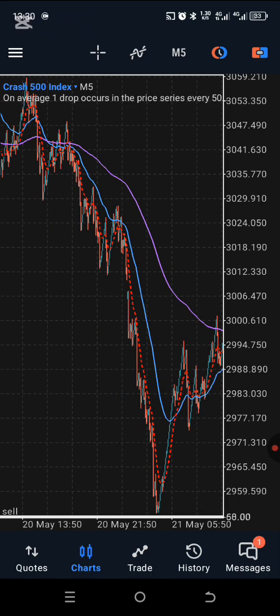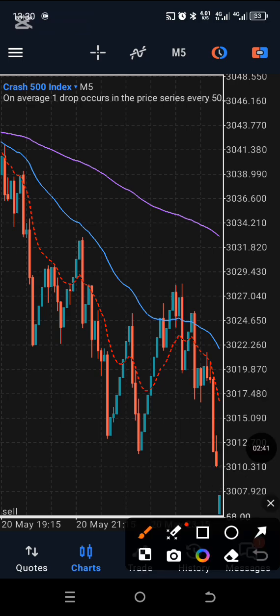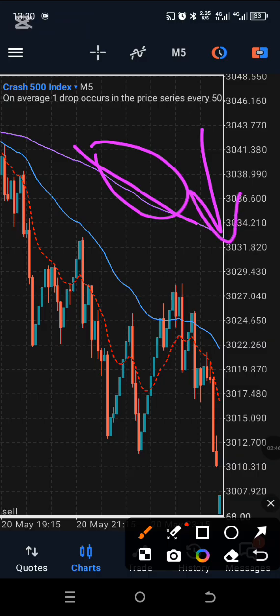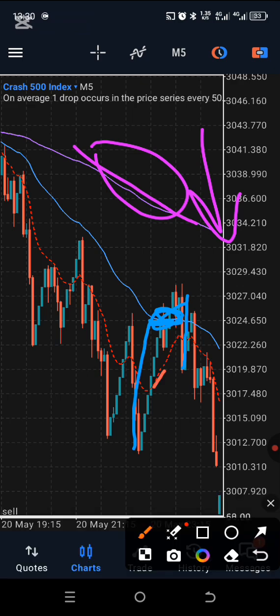So for our entries, let's take this example. If the purple moving average is above the candlesticks, it means we're looking for selling opportunities. First of all, we have to wait for a pullback to the 50 moving average, which is the blue line over here. After that pullback, you get your entry, especially for ticks, when the candles close below the red 13 moving average. So right over here, we'll be taking our entry.